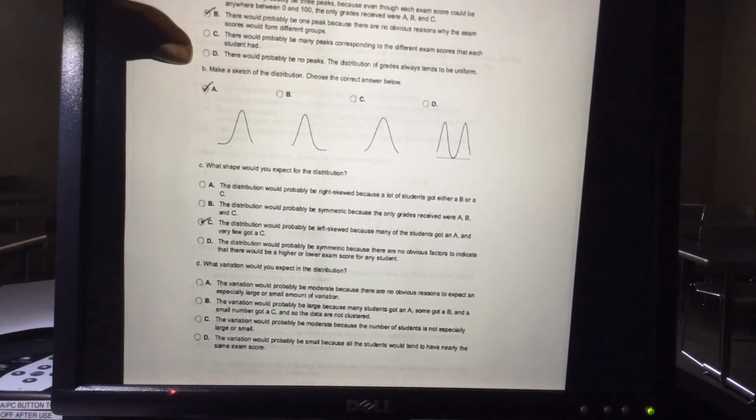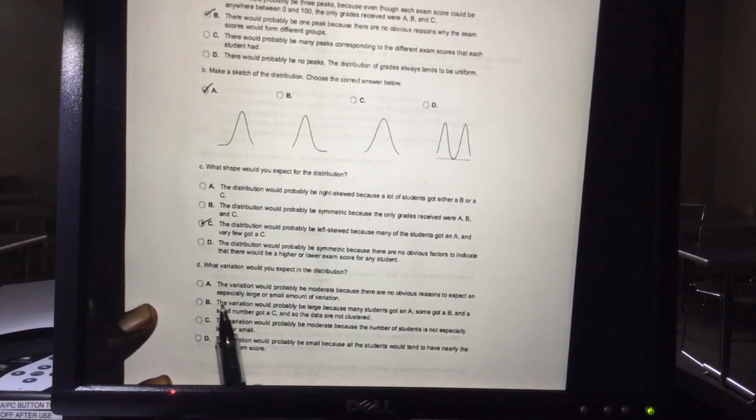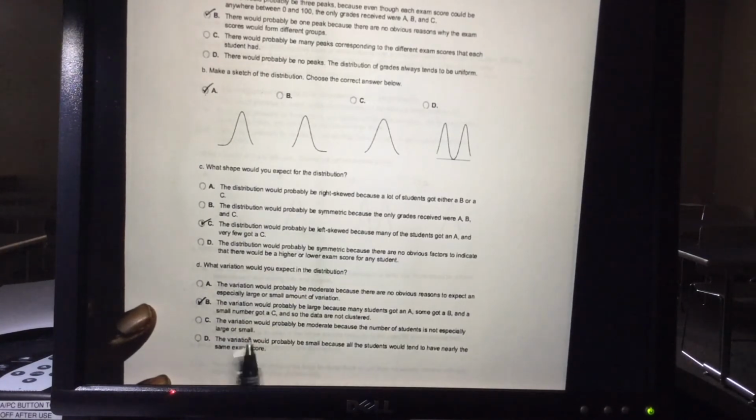Okay, part D. What variation would you expect in the distribution? And you have to pick the one that would best fit. In this case, it would be this one right here. The variation would probably be large because many students got an A, some got a B, and a small number got a C. Okay, so we can see that the data would not be clustered.